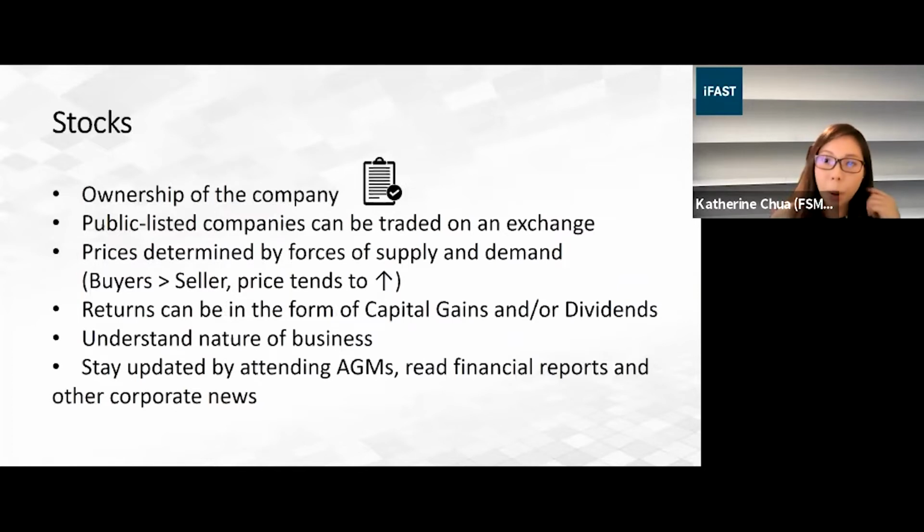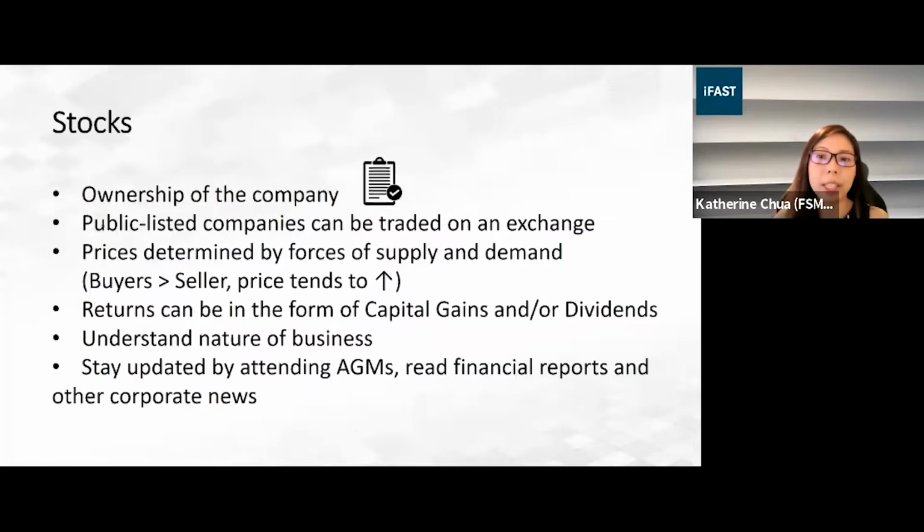So investing in a stock means that you are a shareholder of the firm and you own an equity portion of the company's business. Publicly listed companies can be traded on exchanges, and fundamentally the prices are determined by the forces of supply and demand. There are also other factors that affect the price movement of securities, like company-specific news, the general state of the economy, investor sentiment, and even Elon Musk's tweets can affect your stock prices.